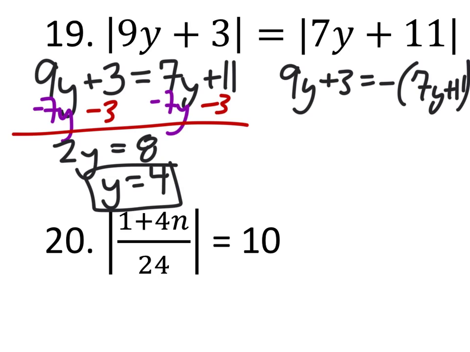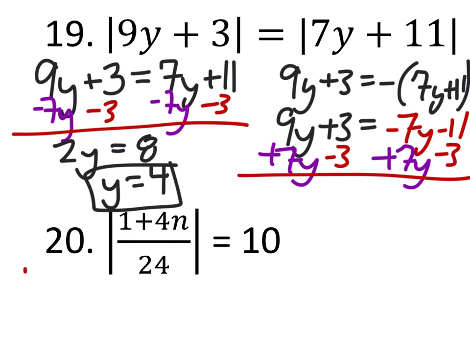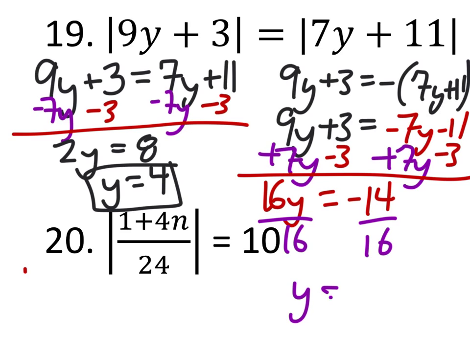On this other side, we've got this 9y plus 3. That's great. 9y plus 3 equals, but we've got to change the signs on the inside of the parentheses, so we get a negative 7y minus 11. Now when we solve this, we'll add 7y to both sides, and we'll subtract 3 from both sides, giving us 16y equals a negative 14. And we'll divide both sides by 16 and find that y is a negative 7/8.